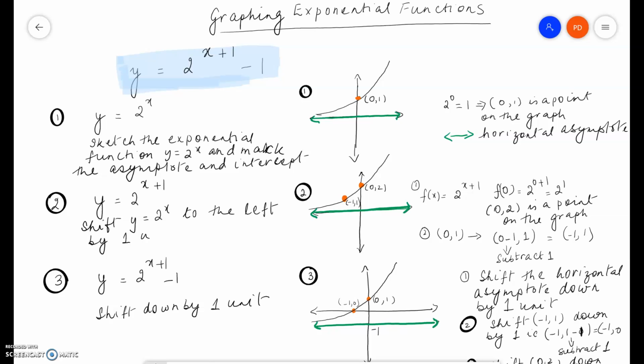There are a few points that we could mark. One important point is the Y-intercept. The Y-intercept is when x equals 0. So plug in x equals 0 to get 2 to the 0, which is equal to 1. So 0, 1 is a point on the graph. I marked the point 0, 1 here in red.